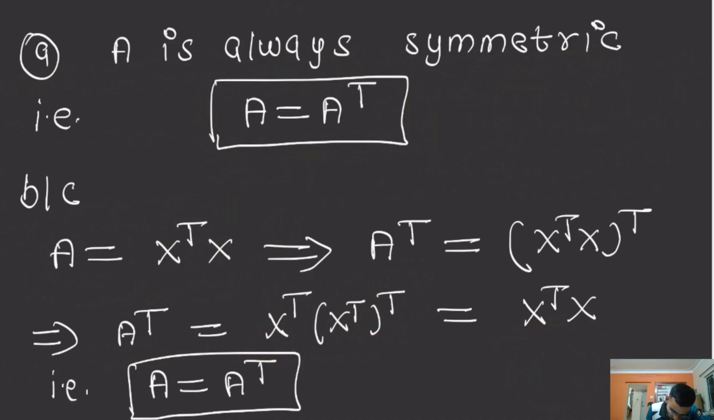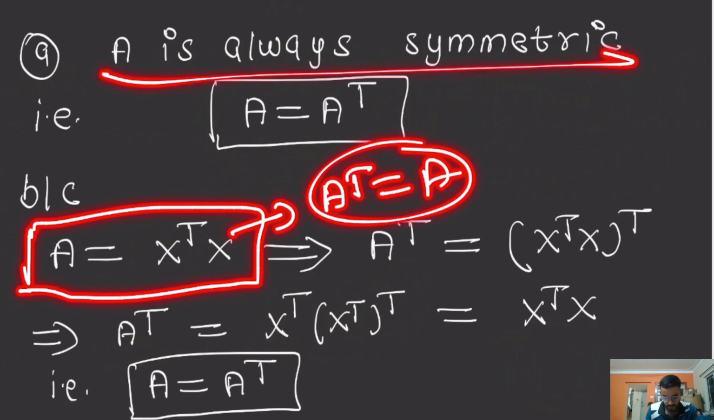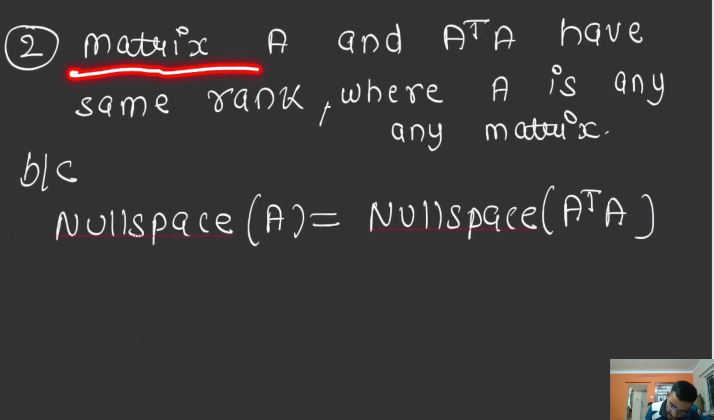So if A can be written in this form, A = XᵀX, then Aᵀ is equal to A, which means A is always a symmetric matrix. Okay. The second one is that matrix A and AᵀA always have the same rank.